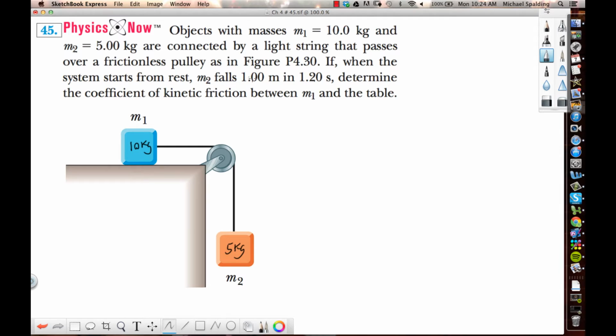And we're told the system starts from rest. M2 falls 1 meter in 1.2 seconds. Determine the coefficient of kinetic friction between M1 and the table. So what we're trying to find up here, there's friction between block 1 and the table. What is the coefficient of kinetic friction? Right there.